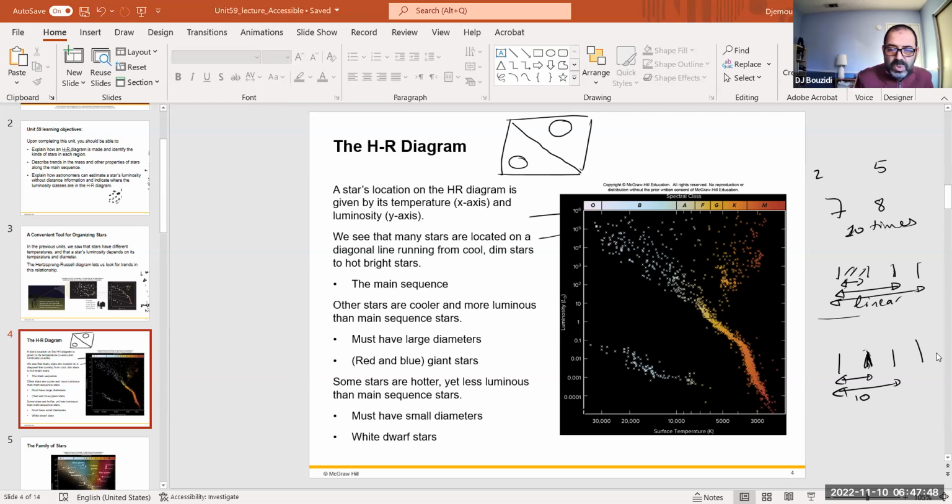And then you have these ones in here that are, look, a lot less luminous than the sun, but their color is blue. So they must be super hot. And actually, there is another scale on the same graph in here, which is the size. These are a lot smaller than the sun. So these are the white dwarfs.